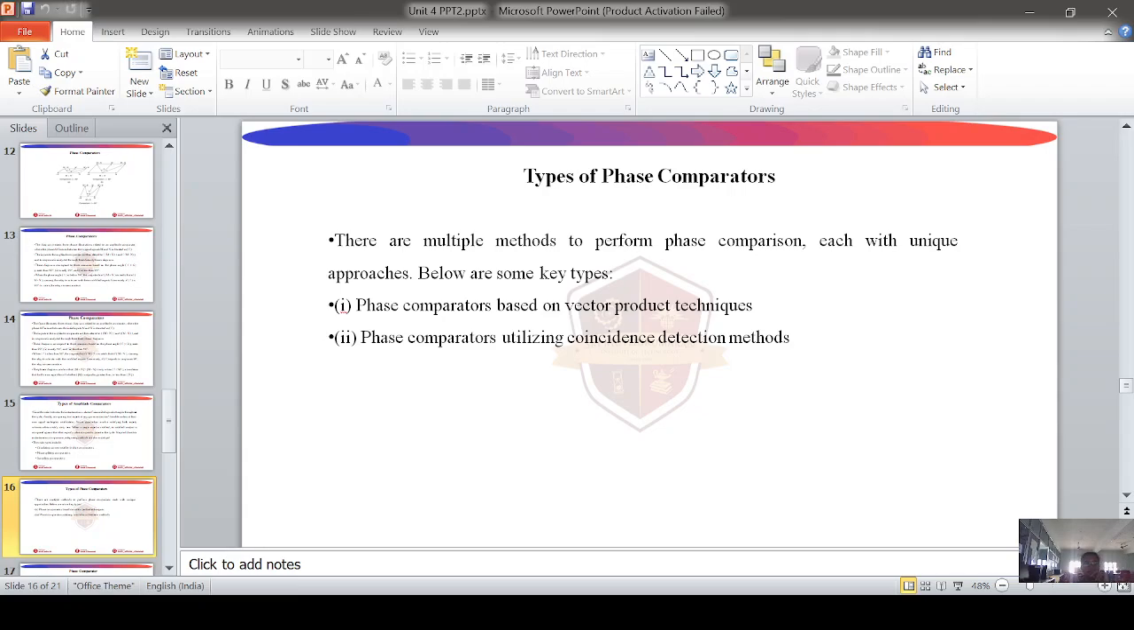Types of phase comparators. Phase comparison can be done using vector product or coincidence methods. These techniques determine phase angle differences. They improve accuracy and speed and are used in advanced protection systems.